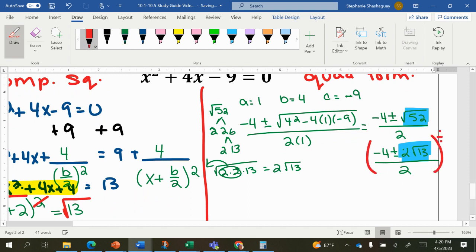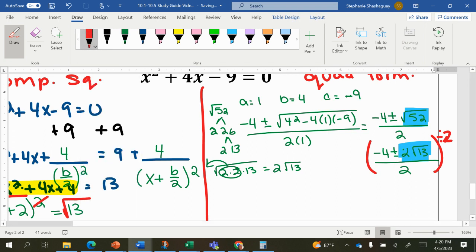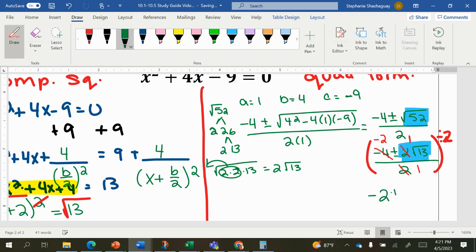And then I need to simplify my fraction. So if I divide each term or coefficient by 2, negative 4 divided by 2 will be negative 2. Divide that by 2, it becomes 1, so essentially it disappears. Divide that by 2, and it becomes 1. So my final answer is negative 2 plus or minus the square root of 13.